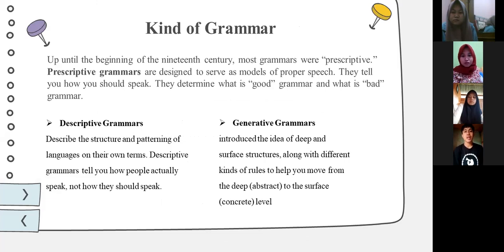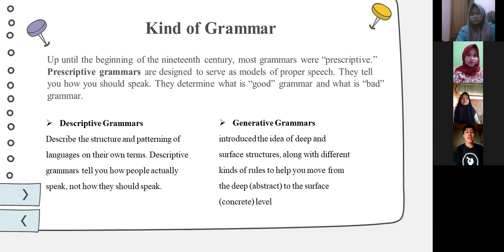Okay, so now I'm going to talk about kinds of grammars. Up until the beginning of the 19th century, most grammars were prescriptive grammars designed to serve as models of proper speech. They tell you how you should speak. They determine what is good grammar and what is bad grammar. By the late 1800s, American anthropologists such as Franz Boas, working with Native American languages, began to develop a new approach to learning and describing language.